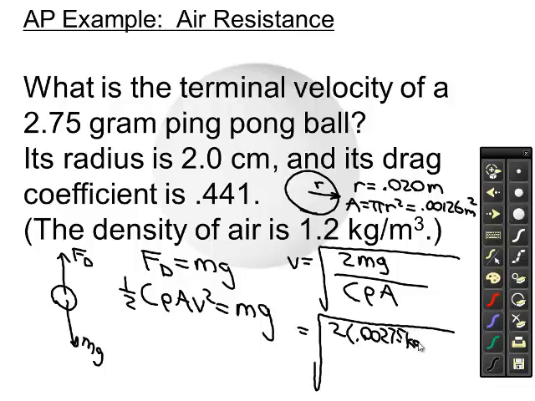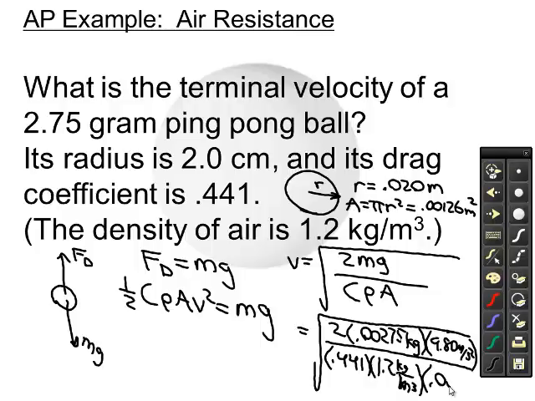And this is kilograms. And this is 9.80 meters per second squared. And down below, we've got drag coefficient of 0.441, a fluid density of 1.2 kilograms per cubic meter, and we've got this cross-sectional area of 0.00126. So this is not hard, except keeping track of everything, making sure they're all in the right units. And we're good to go.